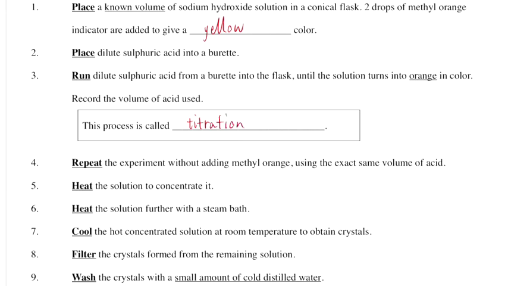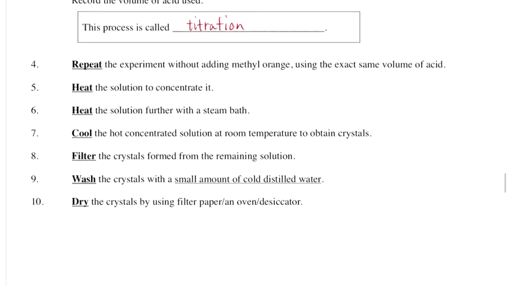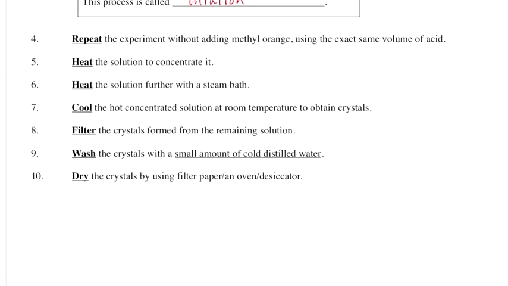Okay, after we work out the precise amount of the two reactants we want, we need to repeat the experiment without adding the methyl orange, so it won't contaminate our crystals. Then we heat the solution to concentrate it, and let it cool down to form the crystals, and finally we dry the crystals to obtain pure sodium sulfate crystals.